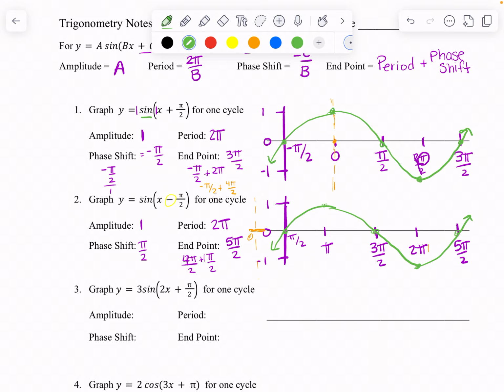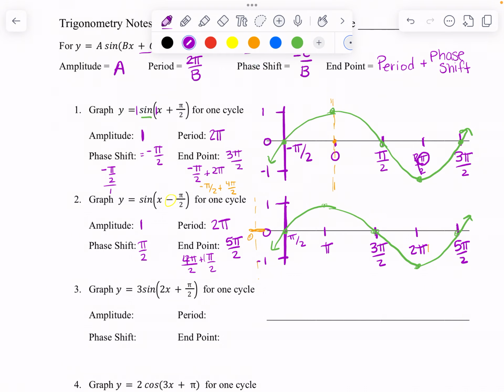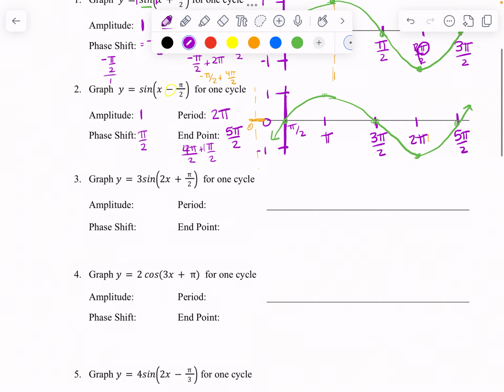All right, next one. Just getting lots of practice graphing today. All right, 3 sine of 2x plus pi over 2.